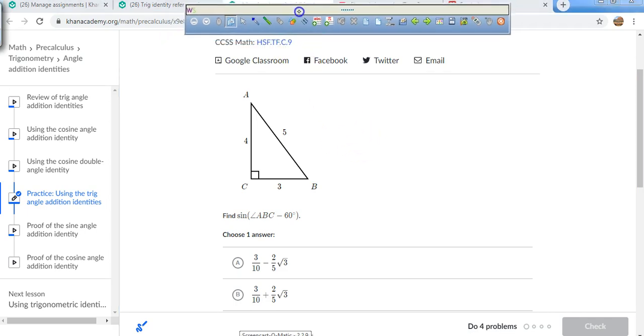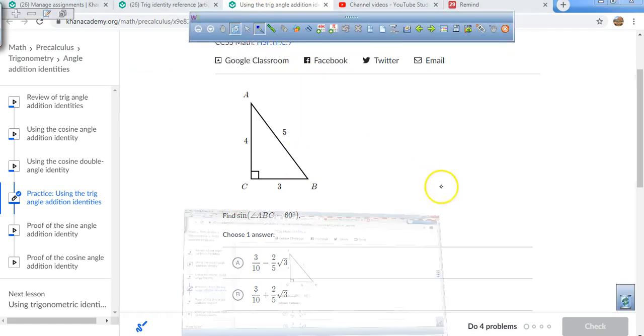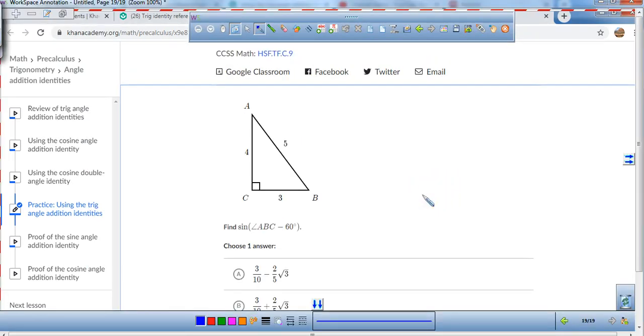So right now, I'd like you to draw this triangle, and it says find the sine of angle ABC minus 60 degrees. So we're going to be finding the sine of angle ABC. Now ABC is referring to this angle right here. If we're trying to find the sine of angle ABC, basically it's saying what is the sine of B? The sine of B is always the relationship of the opposite side to the hypotenuse.